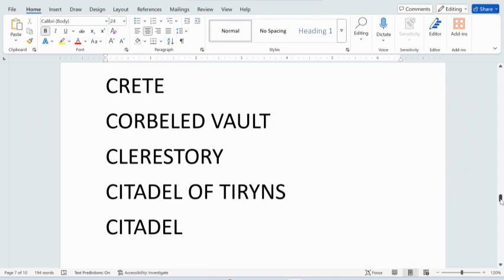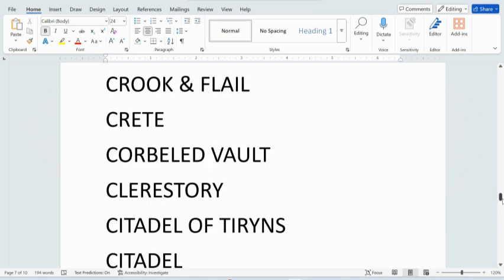That's the big island where they thought that the labyrinth of the Minotaur was. The crook and flail shows up on the test. I think on that question, I show you a picture of it. You need to be able to identify it.